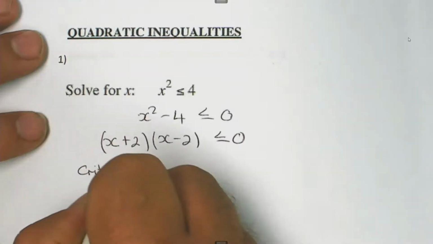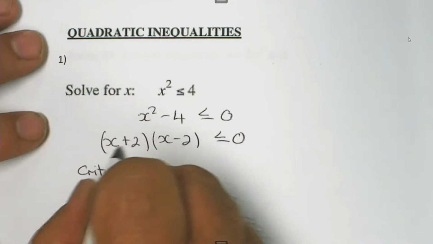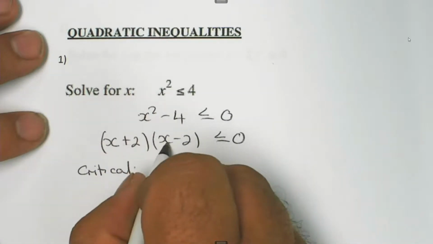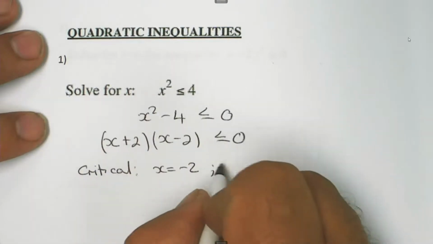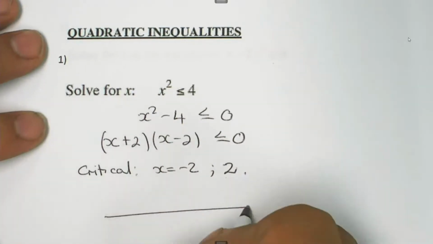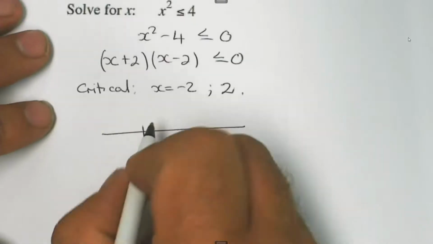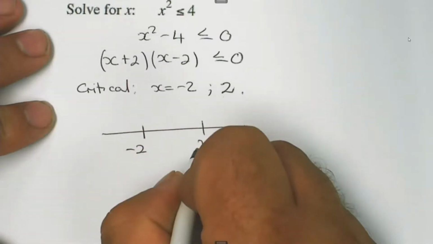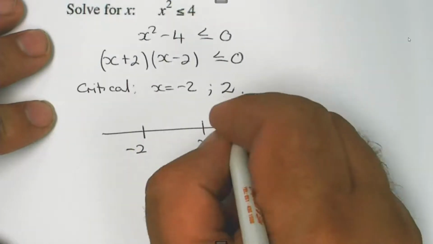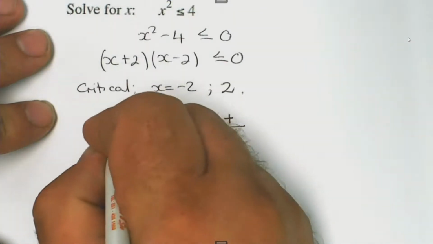Then we get the 0 values or critical values. Critical values or 0 values means which x value will make that 0. X equal to negative 2 will make it 0. X equal to positive 2 will make that bracket 0. Then I can draw it on a number line. First of all, you get negative 2 on a number line, then you get 2. First the negative, then the positive values. You start off by plus, minus, plus.